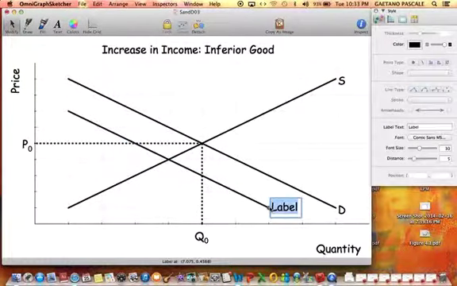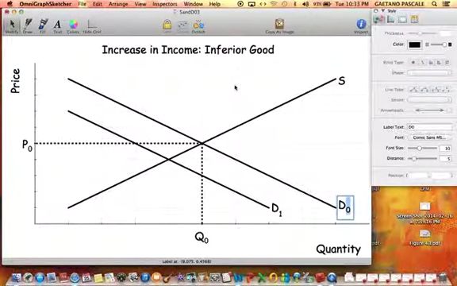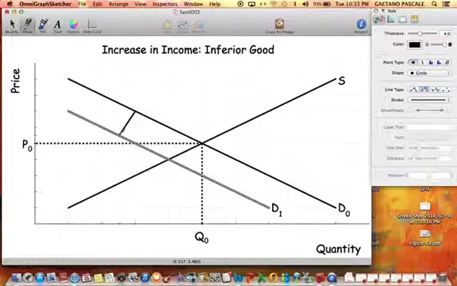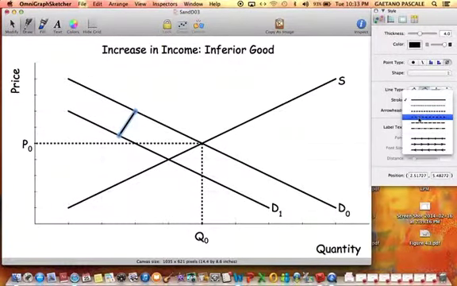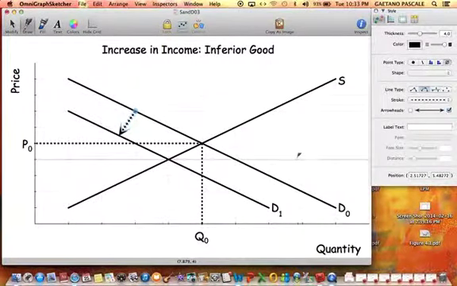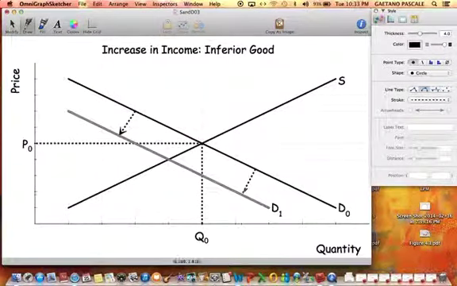And let's make sure we label it D1 so we know the difference between the original demand curve and the new demand curve. So make sure again that you label these appropriately. And once again, you could draw in, and let me change that to a dotted line. You could draw in arrows so you're being explicit as to which direction the demand curve is actually shifted. So we see that the demand curve has shifted inward because of this increase in income for the inferior good.